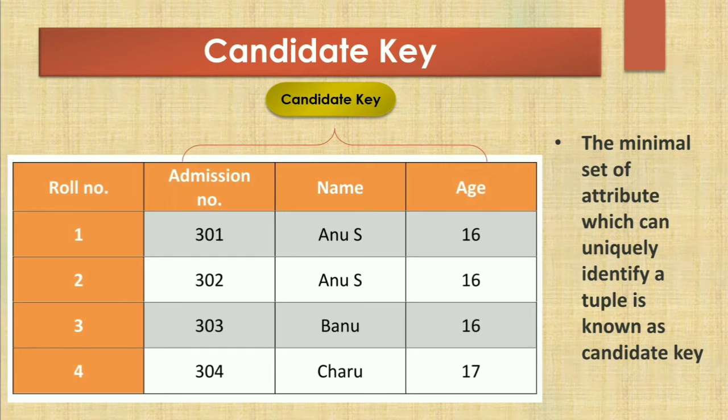According to this example, you need at least three attributes, three columns to identify a person uniquely. Those three attributes, that is columns, are called as candidate key. So candidate key is nothing but the minimum number of attributes, number of columns, which can uniquely identify a tuple. Tuple means row. So according to this table, admission number, name, age, these three columns are set as candidate key.